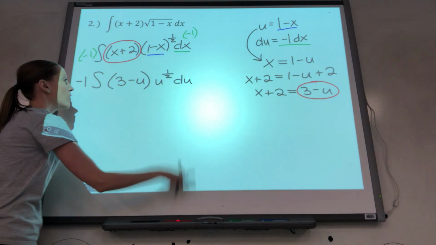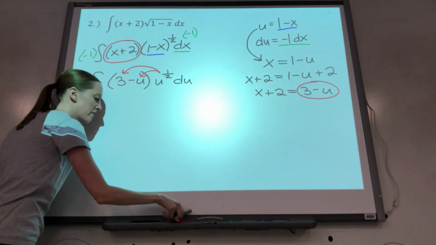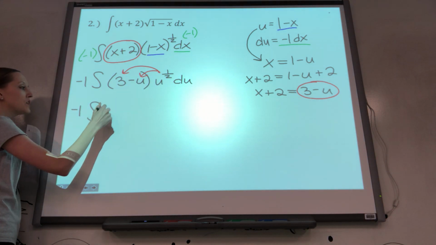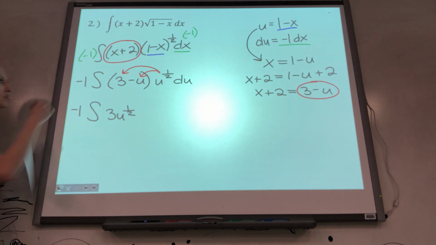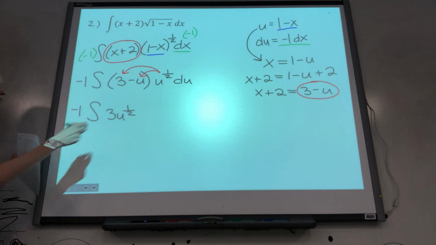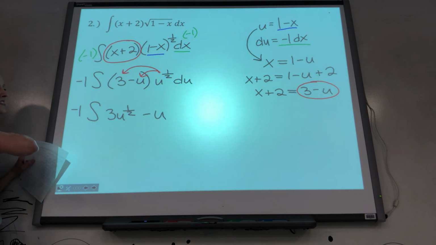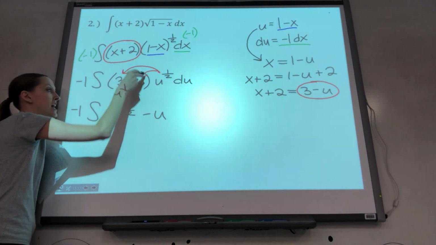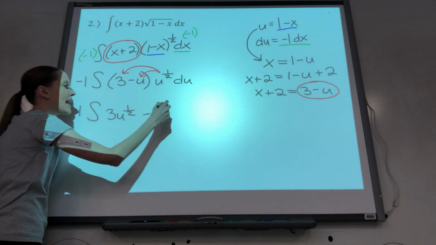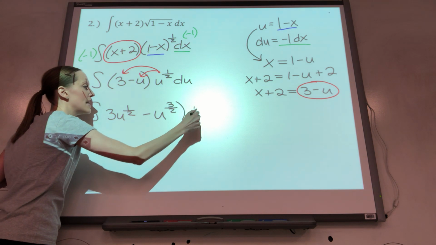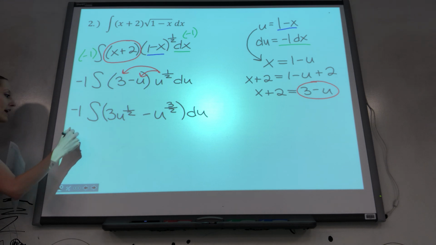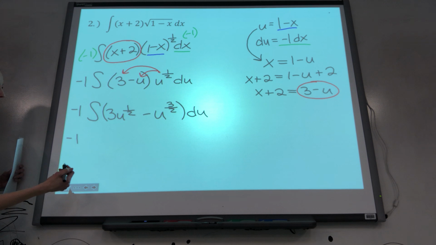All right, so distributing, I'll leave the negative 1 where it's at, and then 3 times u to the 1/2, that's just going to be 3u to the 1/2, minus, this is kind of what we had last time, u to the 1/2 plus 1, 2/2 plus 1/2, that would be 3/2. And then I can integrate that all with respect to u. So I keep the negative 1 out front.